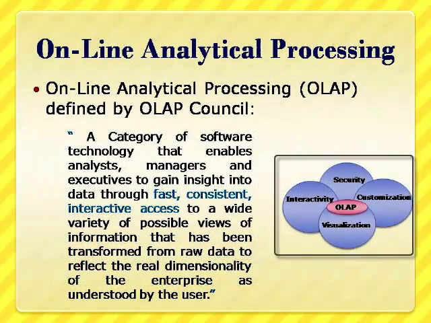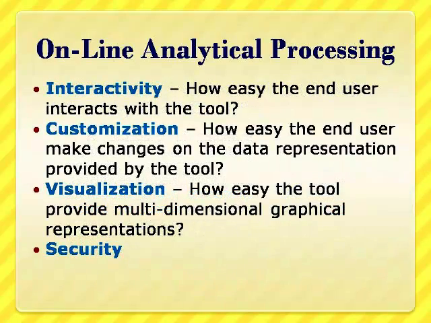OLAP consists of several distinct features. The most important feature is visualization, which is basically used to show the results in a better form for the end user. Then interactivity, customization, and security. Interactivity means how easily the end user interacts with the tool. How easily the end user makes changes on the data representation provided by the tool is called customization. How easily the tool provides multidimensional graphical representations visually is known as visualization. And also how to protect the data leads to security. Therefore, the key features of OLAP are interactivity, customization, visualization, and security.